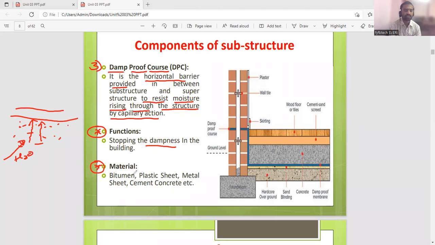Next, material: bitumen, plastic sheet, metal sheet, cement concrete, etc.